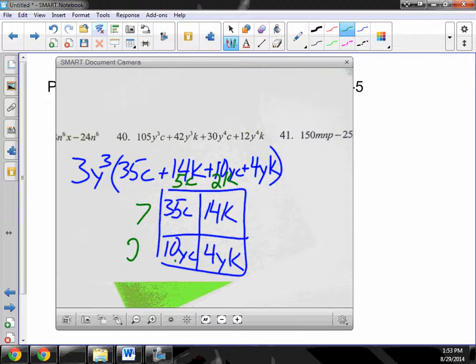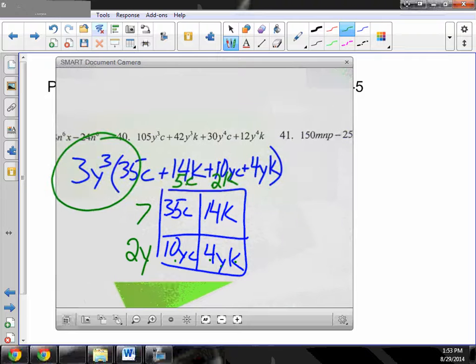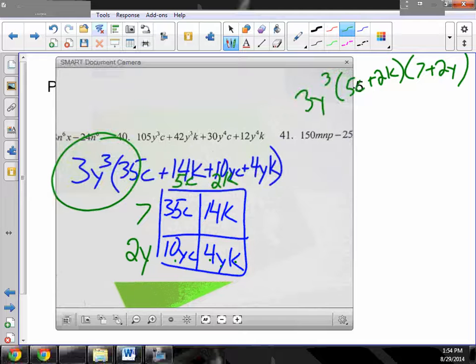If I take a 5c out of that one, 2y, and now we check, is 2y times 2k 4yk? Yes. And don't forget this 3y to the third. So my factors are 3y to the third times 5c plus 2k times 7 plus 2y. That's it.